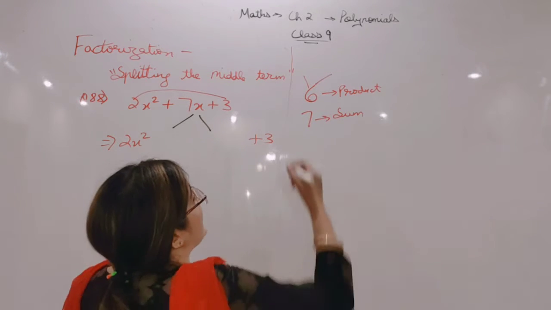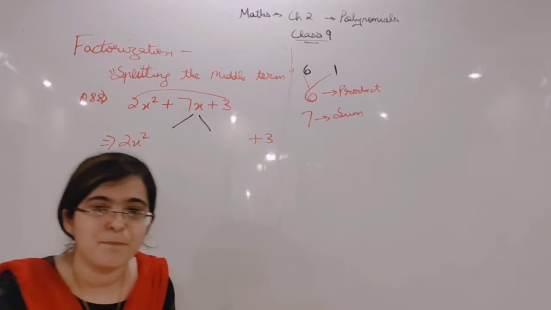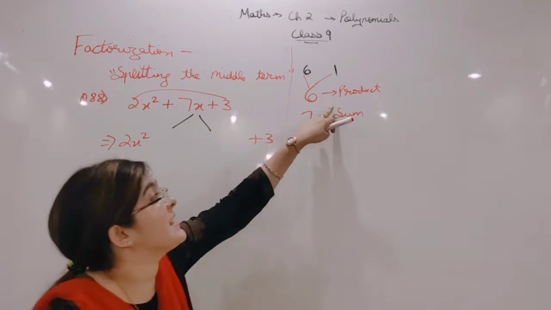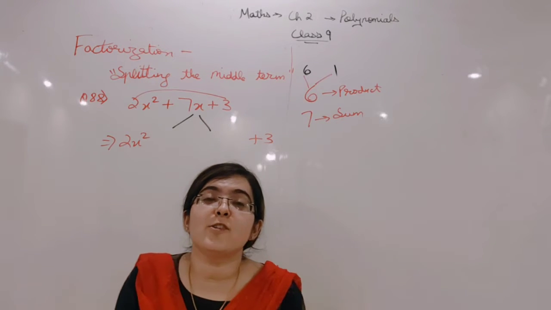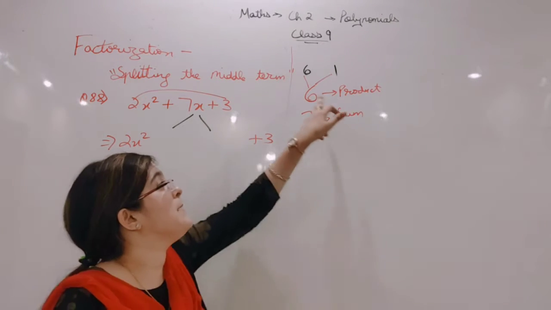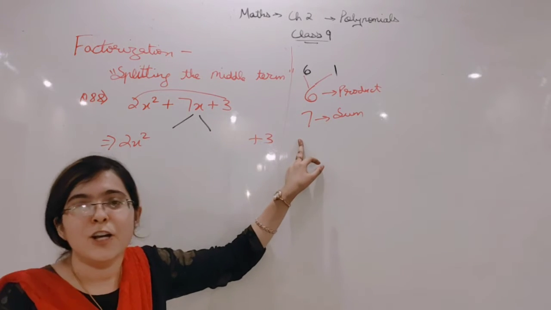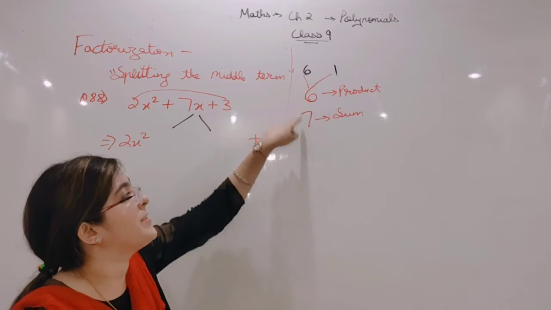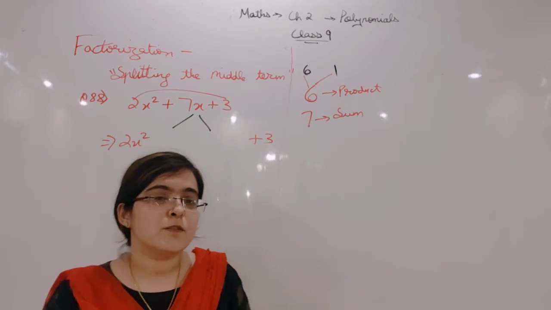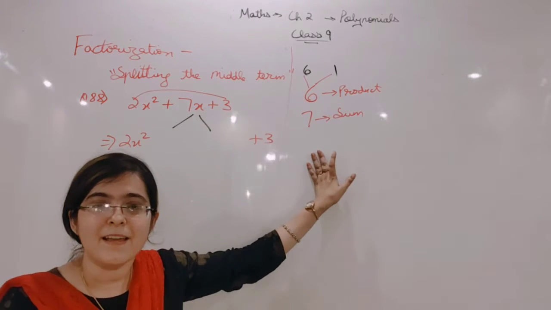So what can we take? Tell me, students. 6 ones are 6 and the sum is 7. You will say, ma'am, we can take 3 twos are 6, but the sum will be 3 plus 2, 5. So we have to choose numbers such that both conditions are fulfilled. So we are taking 6 and 1: 6 ones are 6 and 6 plus 1 is 7.